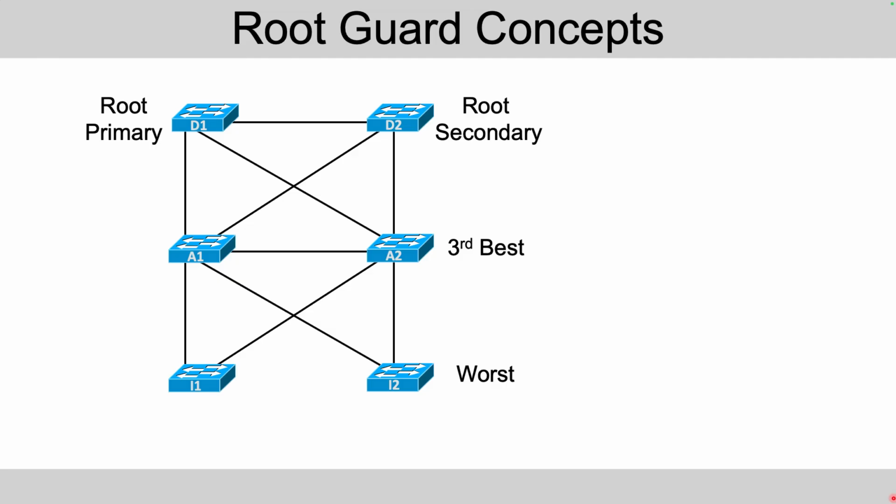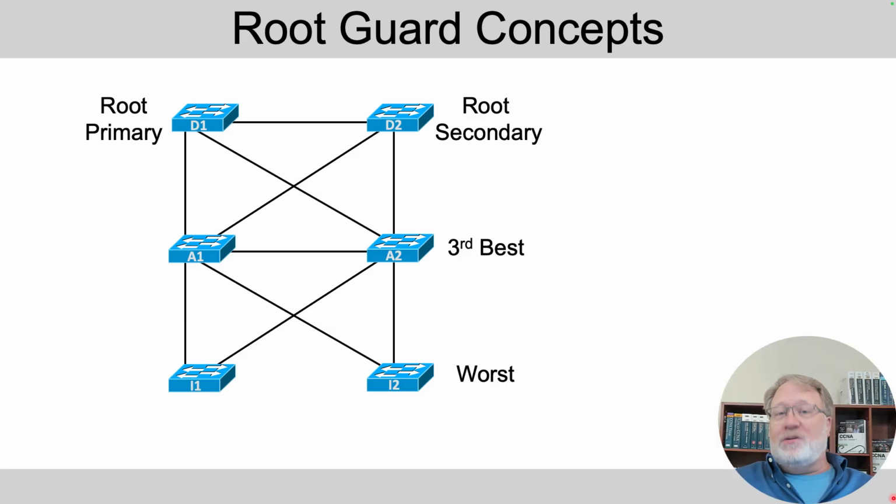For root guard, we're protecting against an attack or a mistake that would cause the wrong switch to become root. So imagine this. We've got D1 and D2, and they're the ones we want to be root. D1 needs to be root if everybody's up and working. If it fails, we want D2 to be root. A1 and A2 are kind of in the middle. They're the third best in terms of priority for becoming the root, but normally we wouldn't expect that.